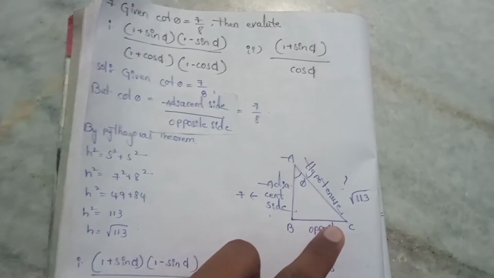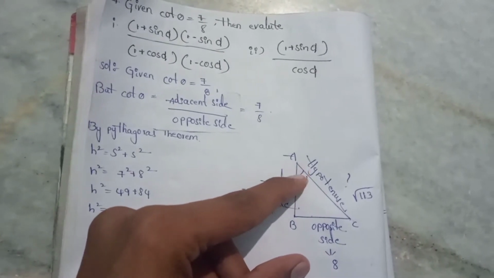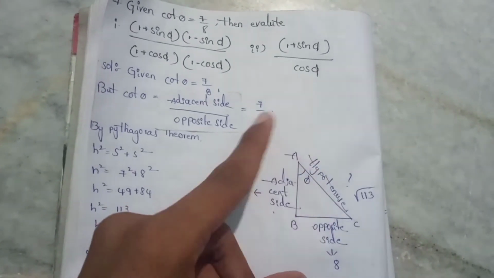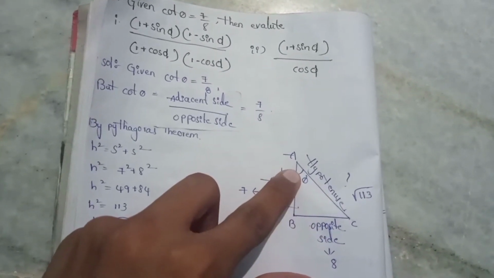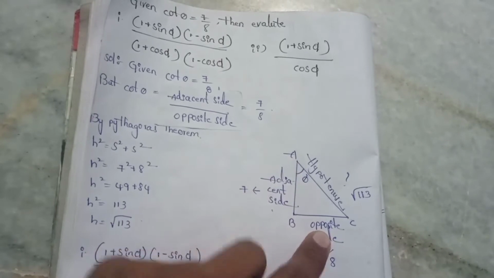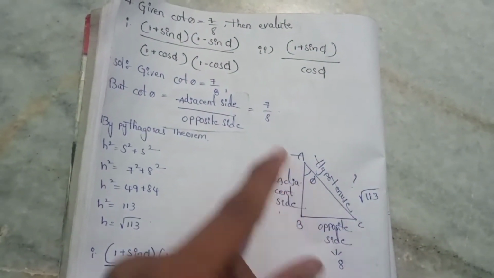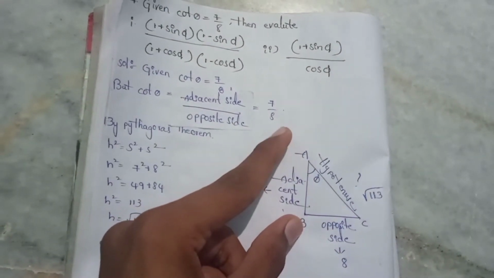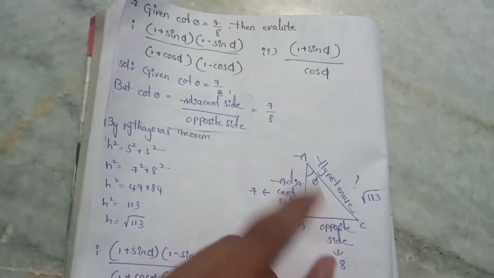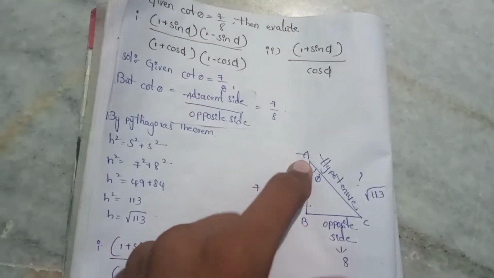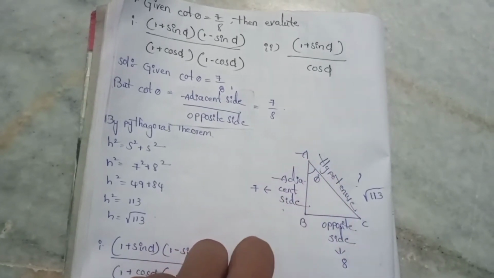Triangle ABC. Let us take angle A as theta. Now we have to write the opposite side, adjacent side and hypotenuse. Opposite to angle theta, BC is the opposite side, and the adjacent side is AB. In this triangle, which is the largest side? AC is the largest side, so it is the hypotenuse.